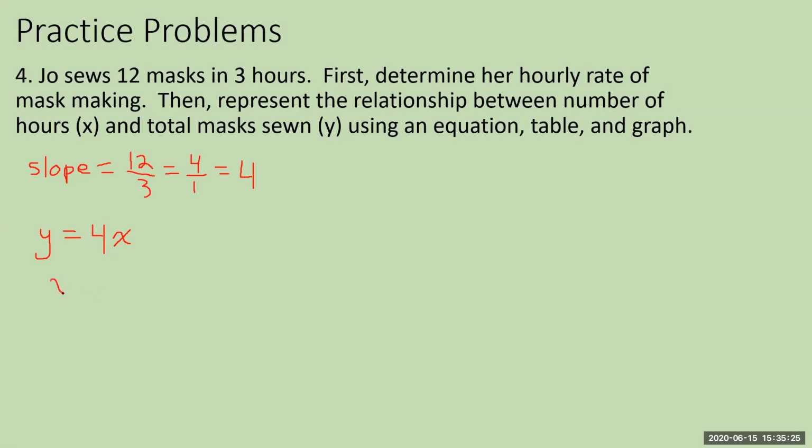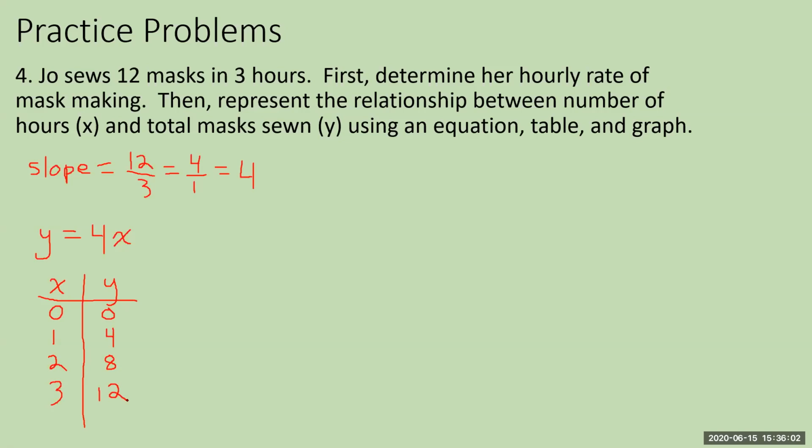All right, let's draw a table here. So making a list of example x and y values. Start with the simplest one. So if Joe sews for 0 hours, she's not going to make any masks. If she sews for 1 hour, we're expecting her to make 4 masks. 2 hours would be 8 masks. 3 hours would be 12 masks. I'm going to stop there, but we could keep going.